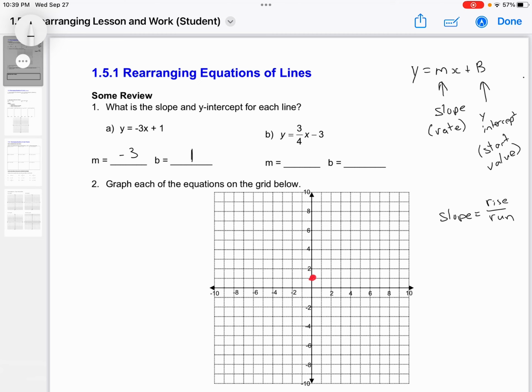Okay, so this one doesn't have a denominator. This slope was negative 3. And what can we put it over so that it becomes a fraction that I can use? That is, what can negative 3 be over that doesn't change its value?